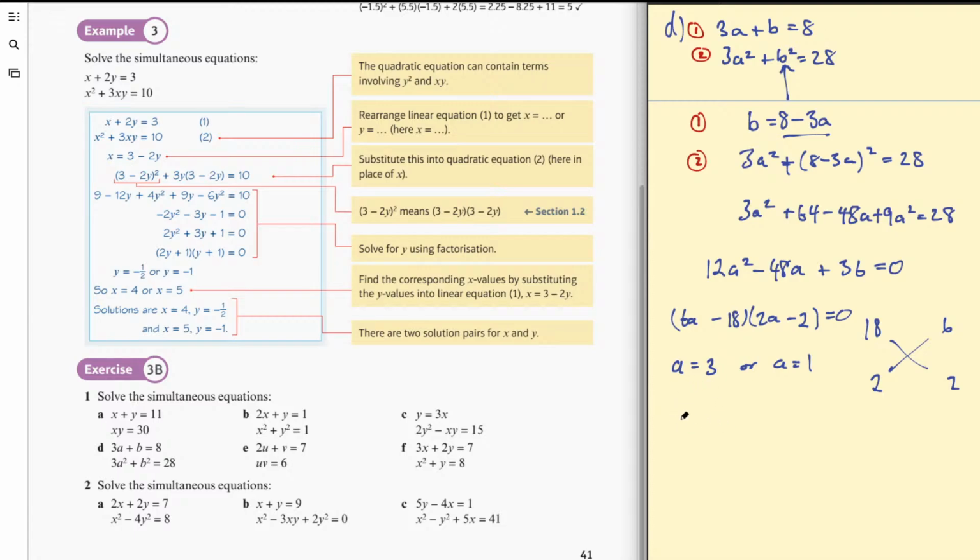By the way, I have a video on solving quadratic equations, simultaneous equations as well, going through these steps in a lot of detail if you're not confident with this.